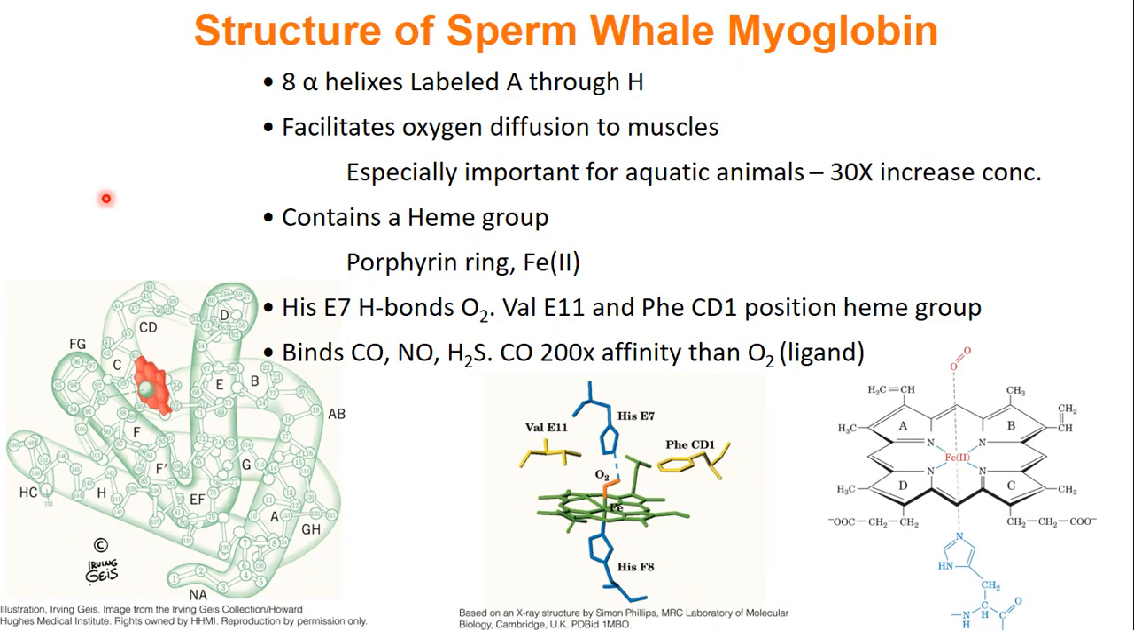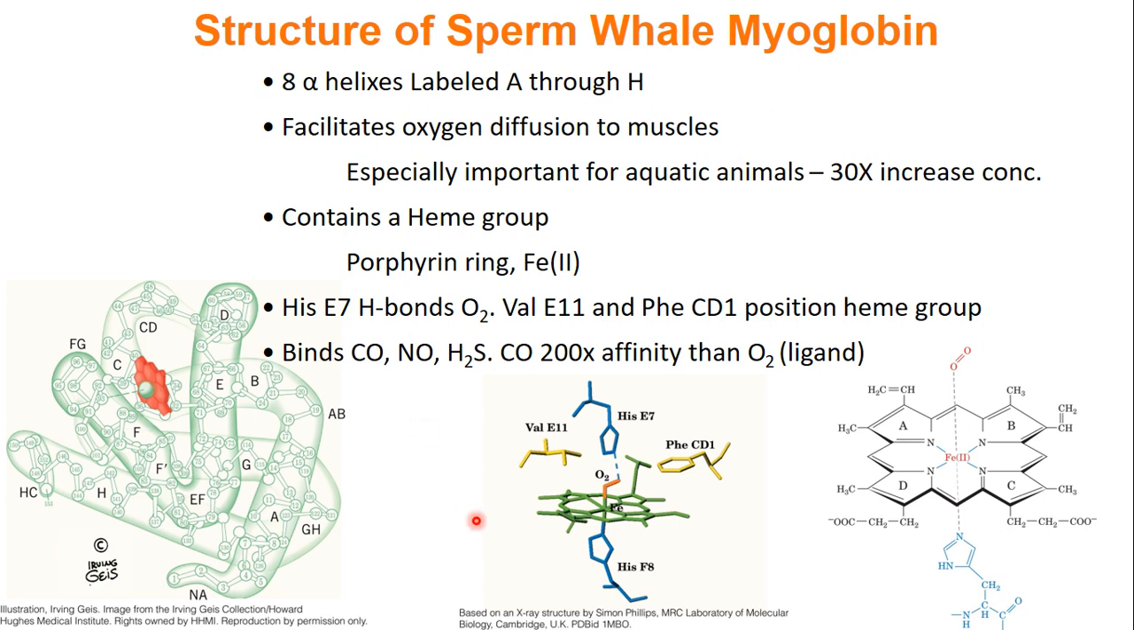We're going to start with myoglobin, and myoglobin is a protein made out of one peptide chain, and it has 8 alpha helices that are labeled A through H as seen here. And if you see letters like A, B, E, F, this is the connection between our helices. And what myoglobin does is it helps our muscles get oxygen, and this is incredibly important for mammals that live underneath water or any aquatic animals.